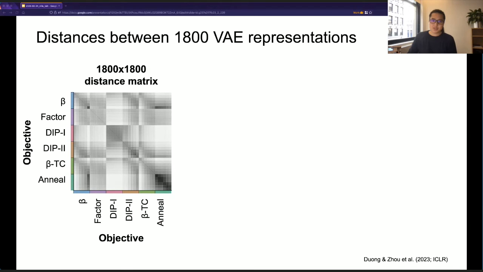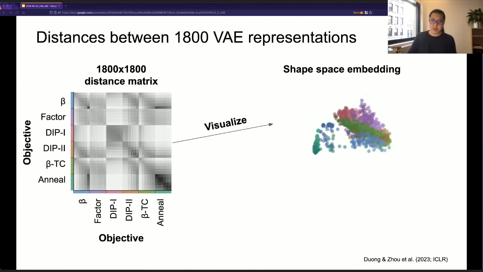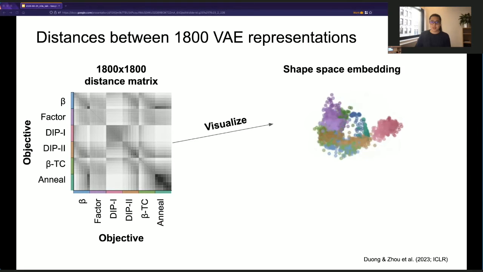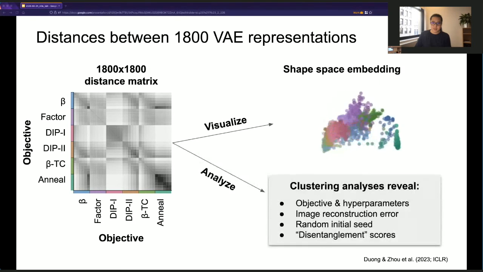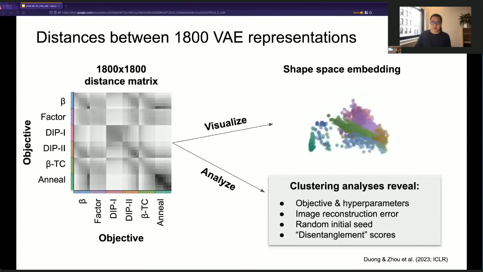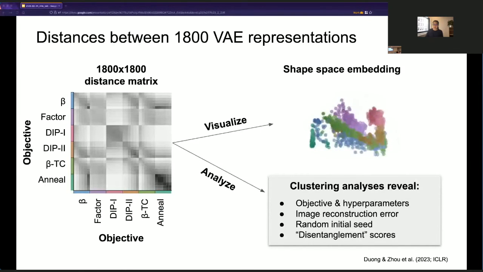So with this distance matrix, because our method is a bona fide metric, we can, as before, visualize and embed each network into what we call shape space and color by objective. We can see that each color clusters together as we might hope, and that our method reveals representational differences between networks trained with different objectives. Alternatively, we can use non-parametric clustering analyses like K nearest neighbors directly on the distance matrix to reveal how network similarity relates to other variables of interest. But I'll go through that on the next slide.